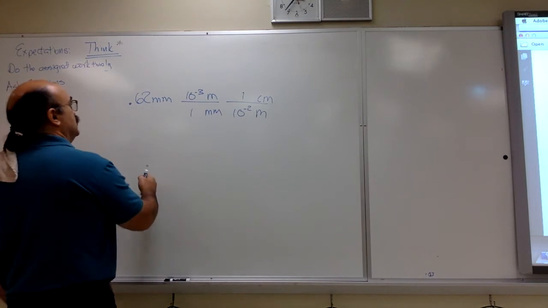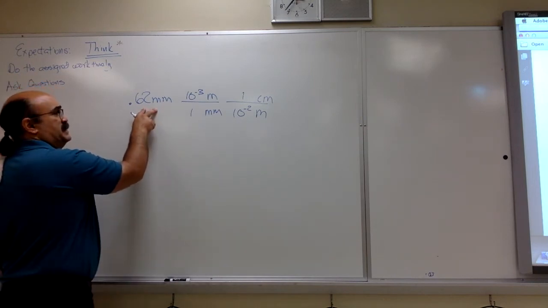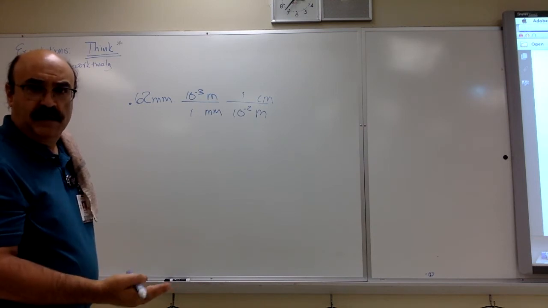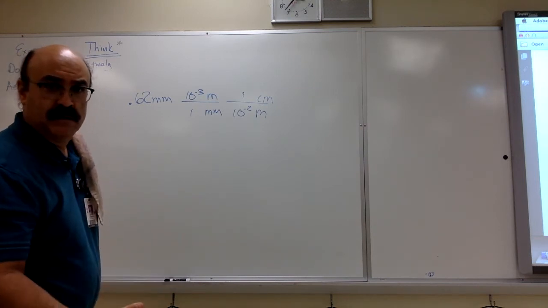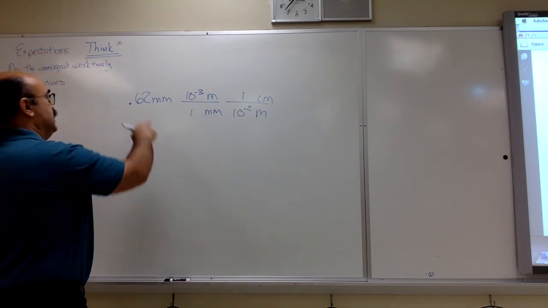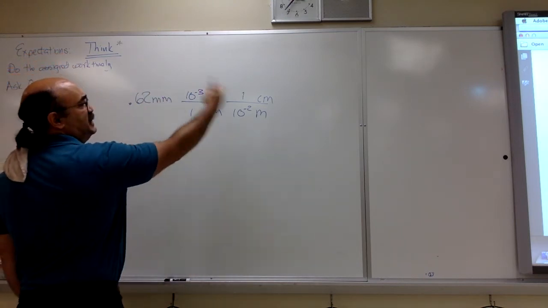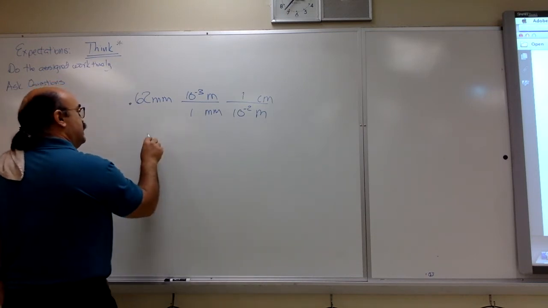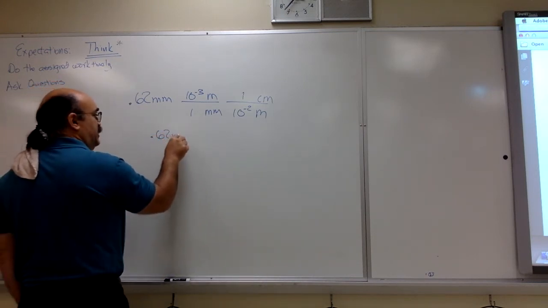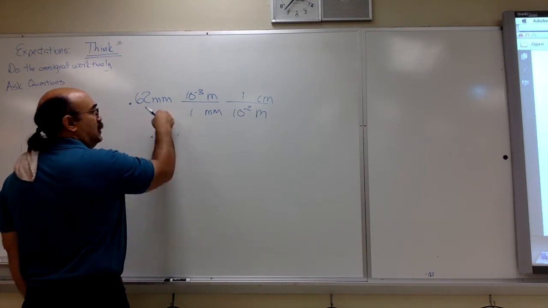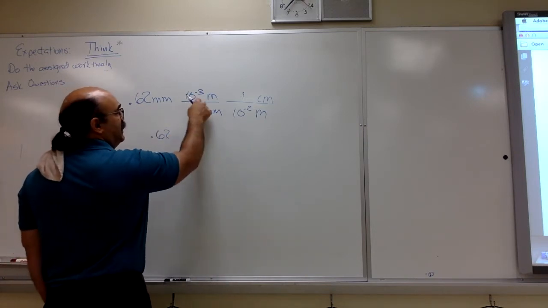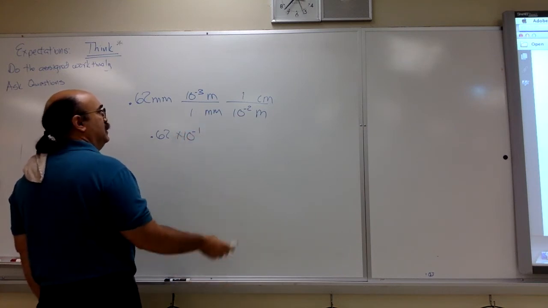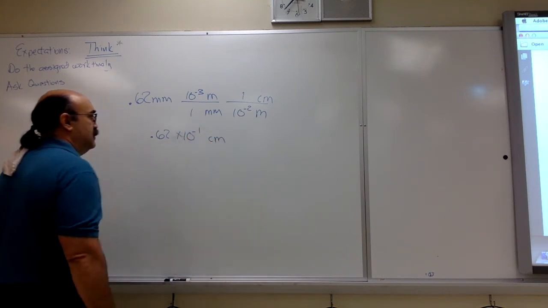If I'm going from millimeters to centimeters, I expect the number to get smaller because I'm going to a bigger unit. This is like going from pennies to dimes. So when I do this, my answer, 0.62, coefficient hasn't changed yet. I've got 10 to the third, 10 to the minus 2. This is times 10 to the negative 1, and this is centimeters.